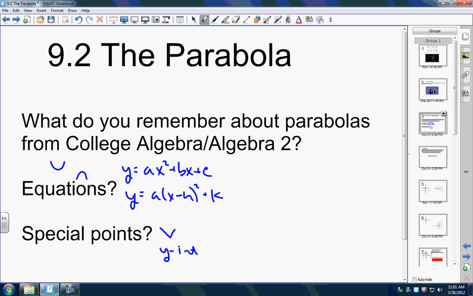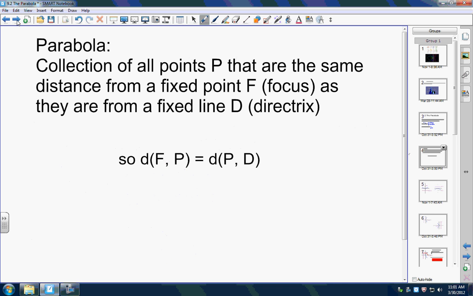Now we're going to take a completely different approach to these in this unit. We're going to create a definition for a parabola. It's a collection of all points P that are the same distance from a fixed point, F, which we call the focus, as they are from a fixed line, D, which we call the directrix. So the distance from focus to the point is the exact same as the distance from point to directrix. This focus and directrix are something new to you. Every point on a parabola is created this way.